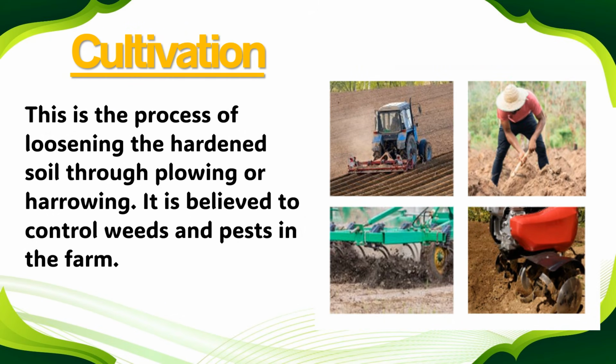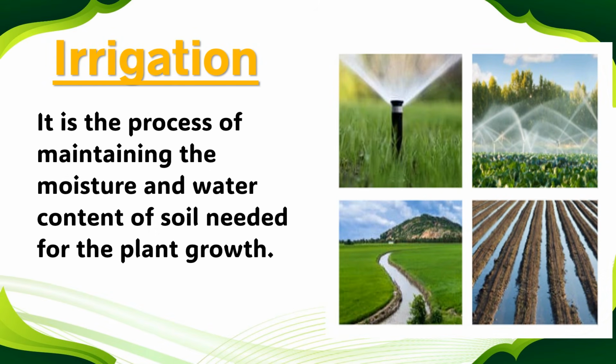Cultivation. This is the process of loosening the hardened soil through plowing or harrowing. It is believed to control weeds and pests in the farm. Irrigation. It is the process of maintaining the moisture and water content of soil needed for the plant growth.